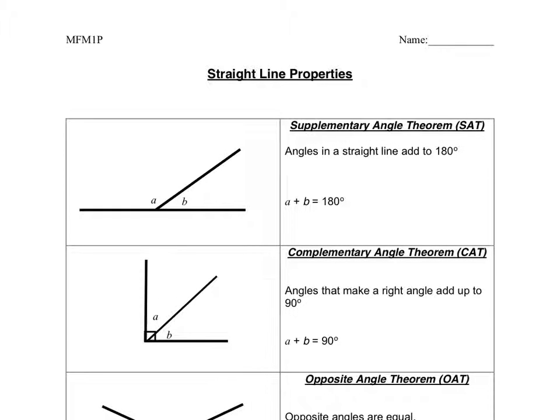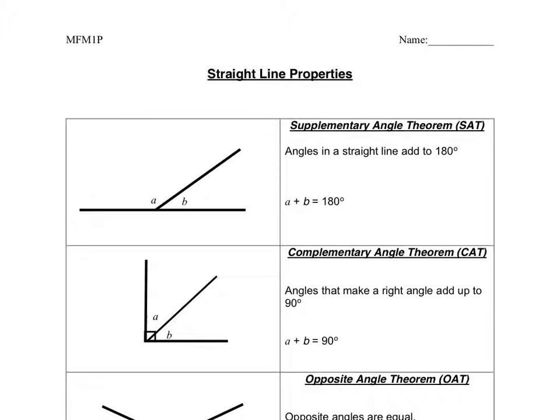Welcome to our first lesson in our new unit on plane geometry. In this lesson, our learning goals are to calculate unknown angles. We are going to do this using the properties of straight lines. There are three theorems we are going to look at: the supplementary angle theorem, the complementary angle theorem, and the opposite angle theorem. We are going to be calculating the angles using these theorems and not using a protractor.